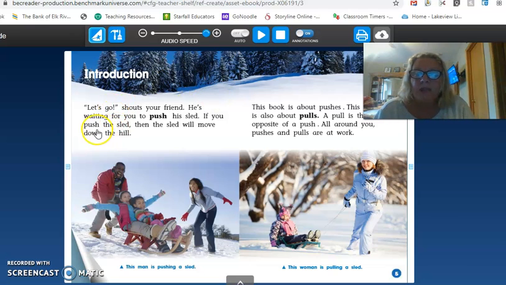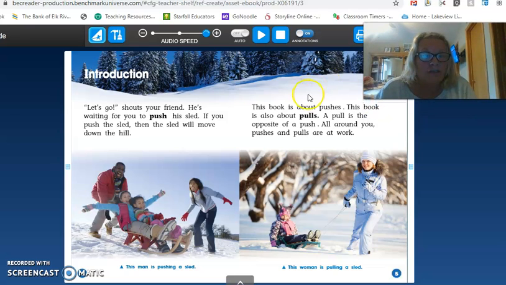Introduction. "Let's go," shouts your friend. He's waiting for you to push his sled. If you push the sled, then the sled will move down the hill. This book is about pushes. This book is also about pulls. A pull is the opposite of a push. All around you, pushes and pulls are at work.